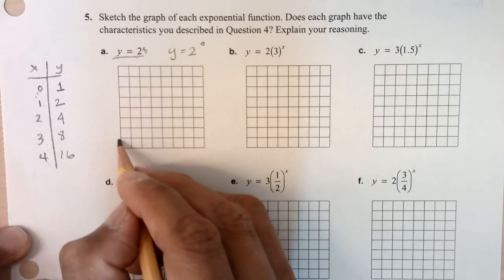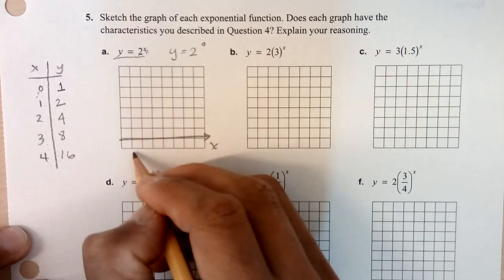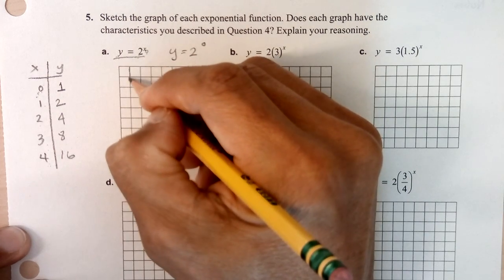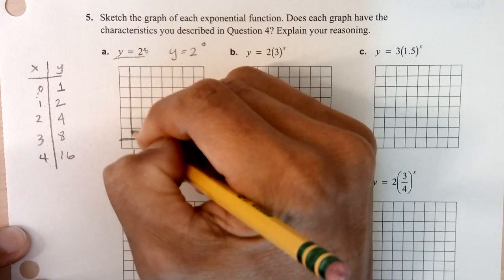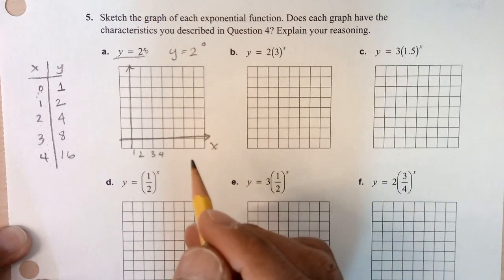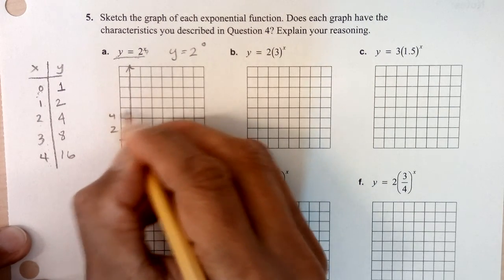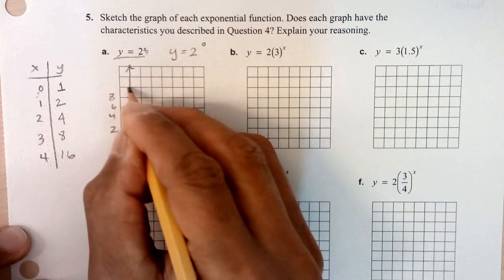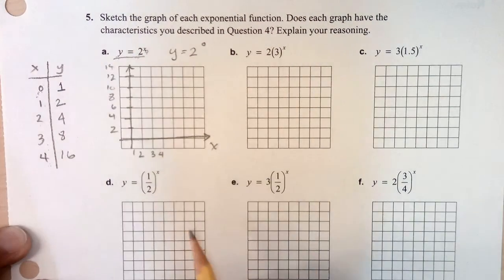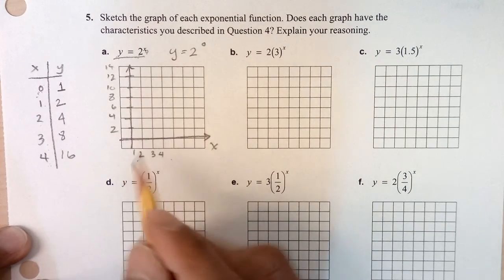I'm going to make my x-axis right here. I'm going to go by ones on my x-axis. 1, 2, 3, and 4. And then here's my y-axis. I'm going to try to fit all the points that I just figured out for y. I probably don't want to go by ones. Okay. I'm going to go by twos. So this is 2, 4, 6, 8, 10, 12, and then 14. I'm labeling those on each of the axes. And I labeled my x-axis, I labeled my y-axis.